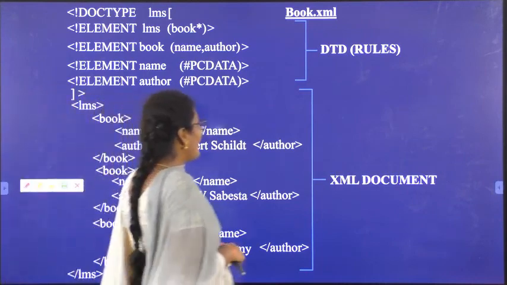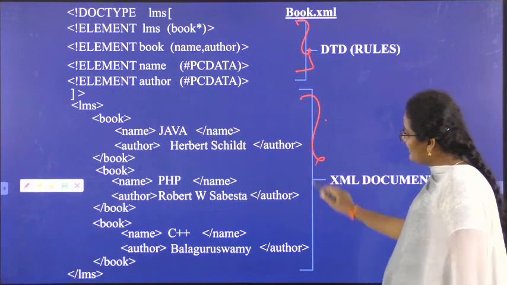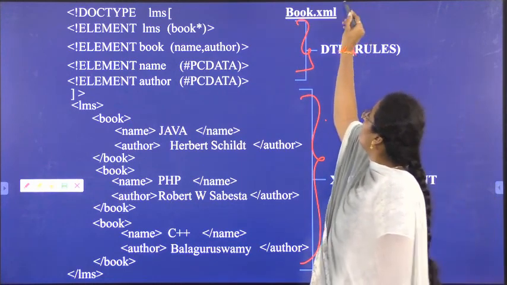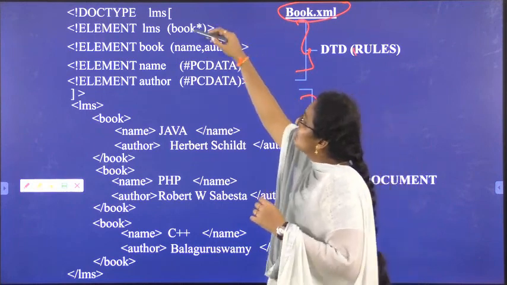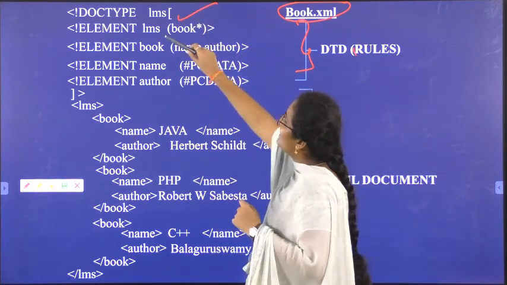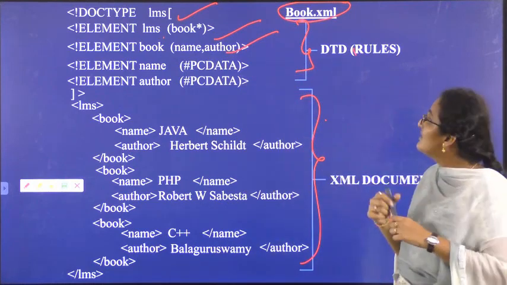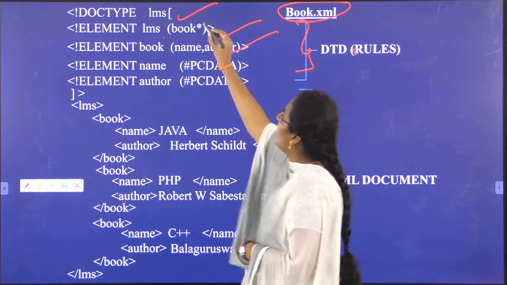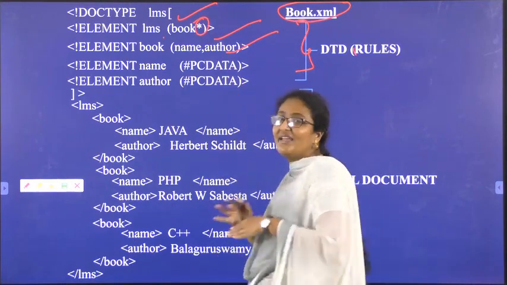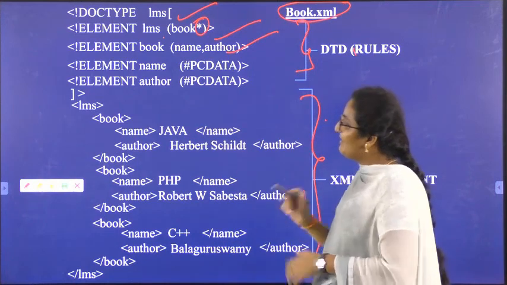So see here, same program like before. I have DTD rules, I have XML document, both are embedded in books.xml file, so it is internal DTD. So document type LMS, element LMS, book, element book, name and author, all these are syntaxes. Accordingly I have written the program, but here I have given asterisk symbol for book, so I can repeat the representation of book. So 3 times I have repeated.